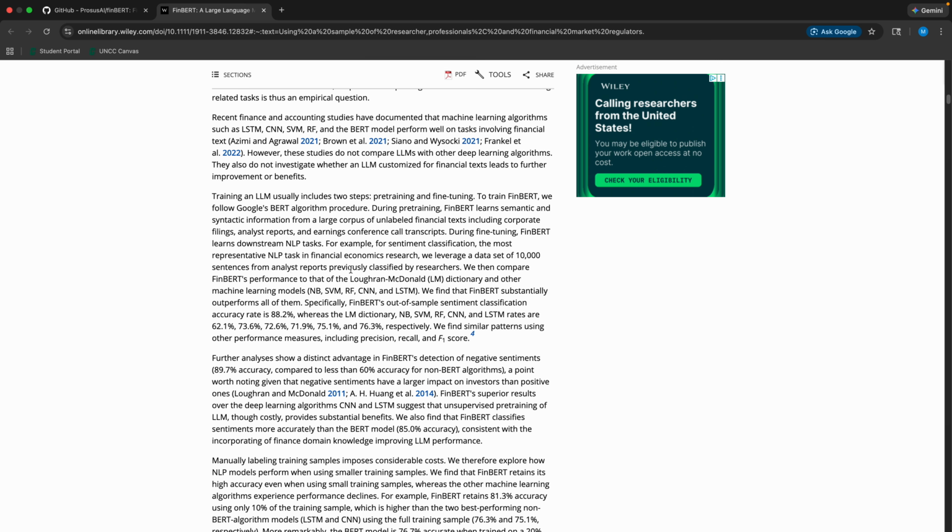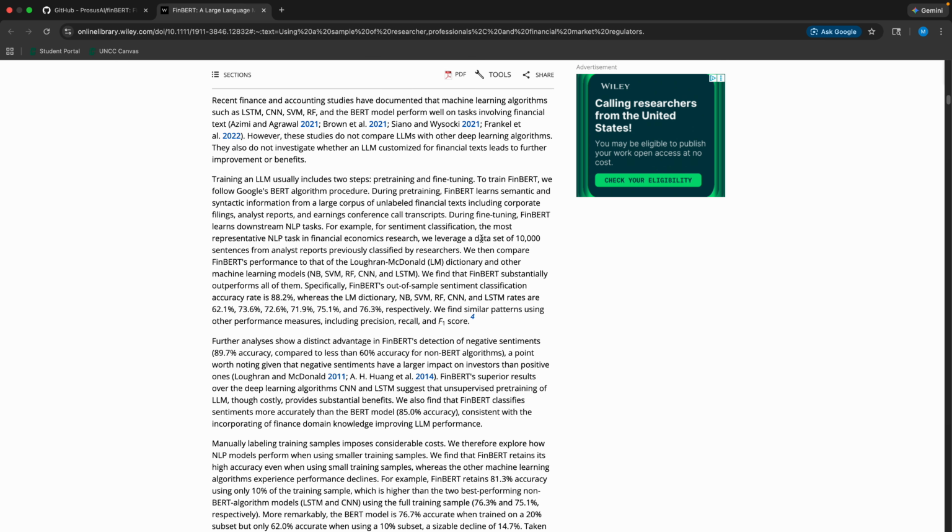The FinBERT model is arguably the greatest model. Right here we can look, they leverage a data set of 10,000 sentences from analyst reports previously classified by researchers, then compare the performance against a bunch of other machine learning models used to predict catalysts. The FinBERT model substantially outperforms them with an accuracy rate of 88.2% compared to 62.1, 73.6, a bunch of 70s. That much higher on catalyst prediction is absolutely insane. And with negative sentiments, near 90% accuracy.